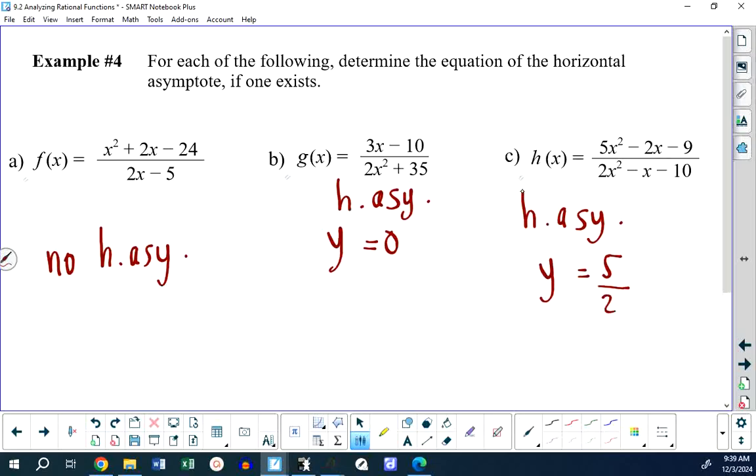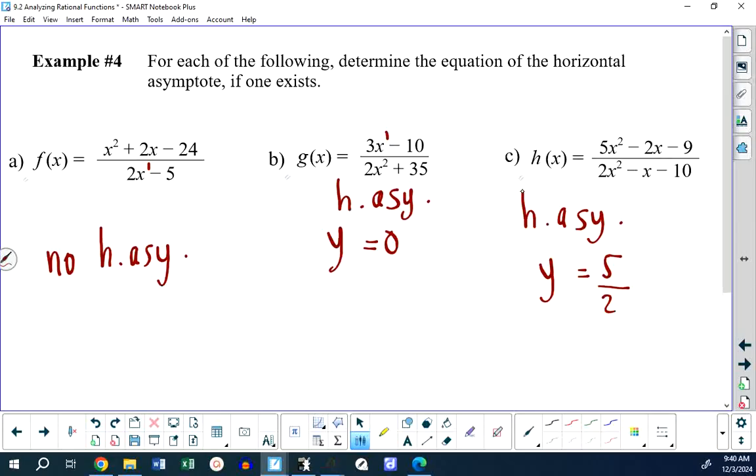So here's the deal. You do not have to do that every time. I want you to notice that when you look at the degree in the numerator and the degree in the denominator, if the highest degree in the numerator is bigger than the highest degree in the denominator, you will not have an asymptote. Because the top of the fraction is going to be growing more than the bottom of the fraction. It just keeps going up.